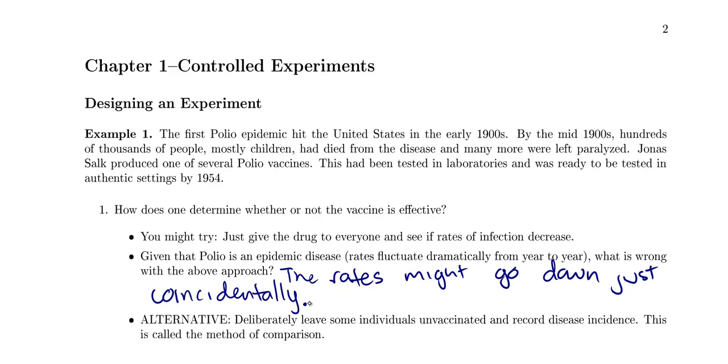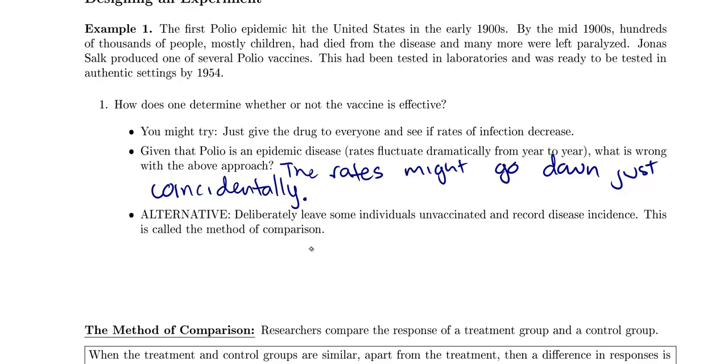Or for an alternative, you could deliberately leave some of the individuals unvaccinated and record the disease incidence. Or record how many of the unvaccinated people get polio and how many of the people with the vaccine get polio. And that's the method of comparison.